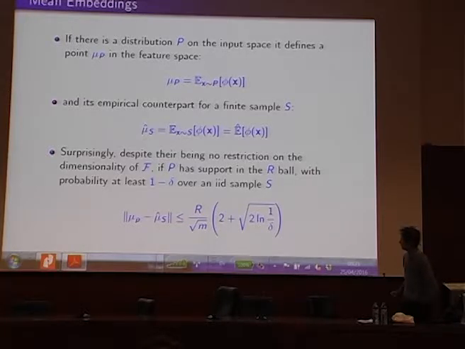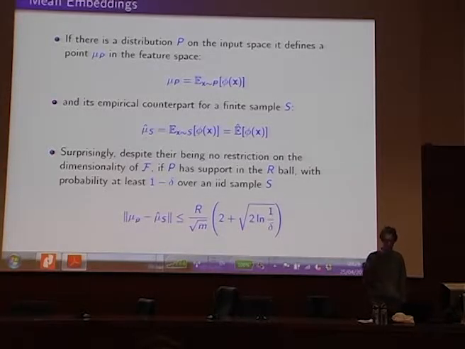Now this is surprising, given that we could be in an infinite dimensional space. So we're somehow avoiding the curse of dimensionality. We're working in a potentially very high dimensional space, and yet we're getting good convergence estimates with relatively small samples. So this is capturing, I think, the essence of what's going on with the kernel methods.